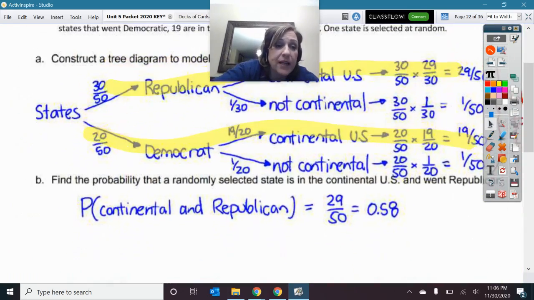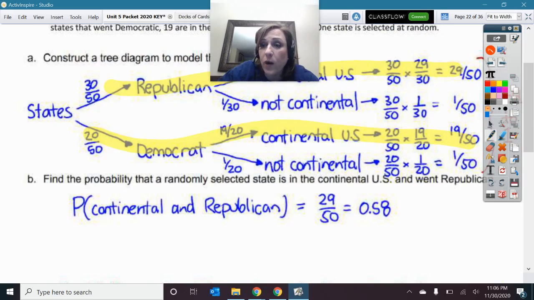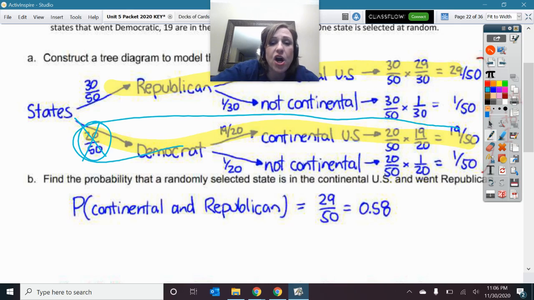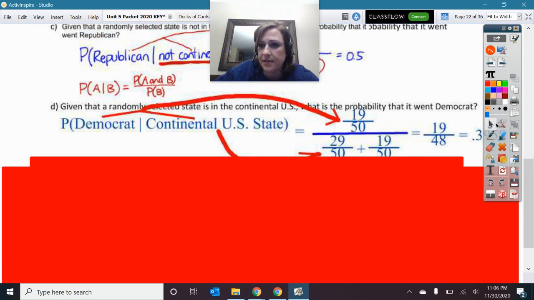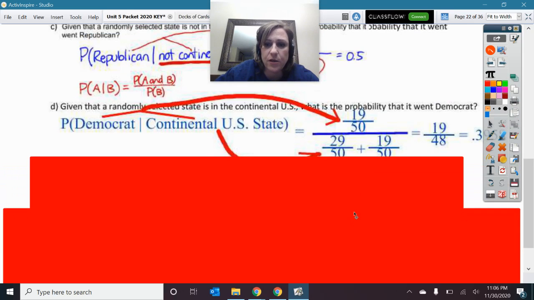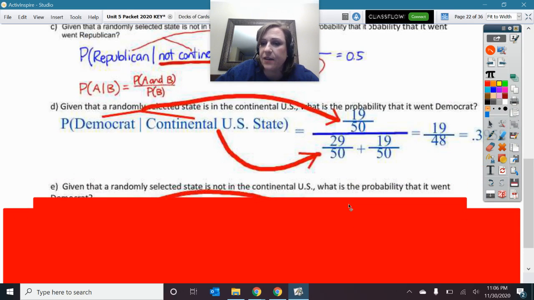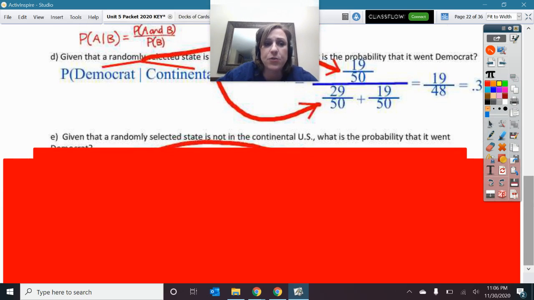Not all 20, not all 20 out of 50. Not this. That's just probability of A. That's all Democrats. No, it is the Democrat continental portion. That's the 19 out of 50, not the 20 out of 50, as the numerator. Okay? So then that takes us to this. That brings us to that 19 out of 48, which was 0.39 something. Okay, try the next one.